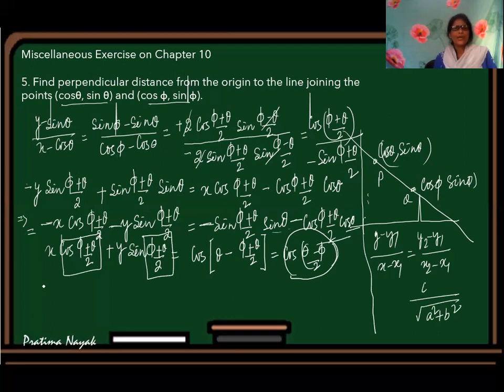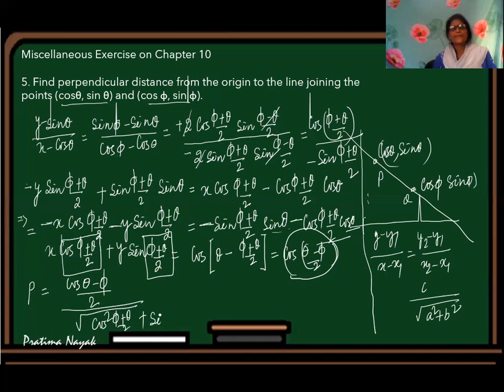So now I am getting the perpendicular distance from the origin. This will be cos of (theta minus phi) by 2 upon under root cos square of (phi plus theta) by 2 plus sine square of (phi plus theta) by 2. Is it 1? Yes. So ultimately the answer is cos of (theta minus phi) by 2. This is the answer for the perpendicular distance from the origin.